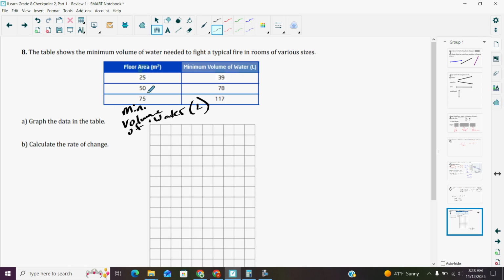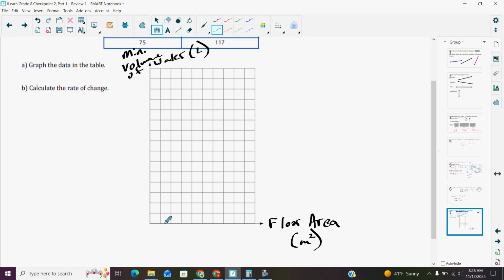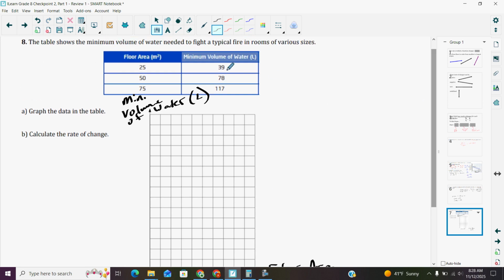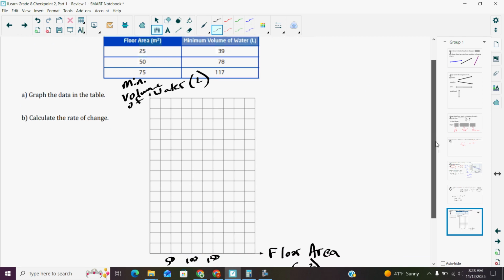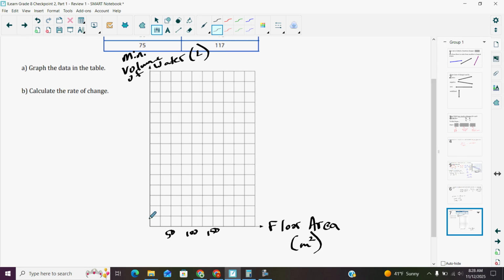Looks like my floor area is changing by 25 each time. It needs to be no bigger than 100. I'm going to count by 25s. 25, 50, 75, 100, 125, 150. This changes by 39 each time. We need to get up to 120 at least. I'm going to count by 20s. 20, 40, 60, 80, 100, 120. And we're past that 120 we needed.